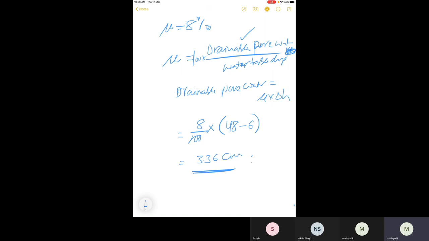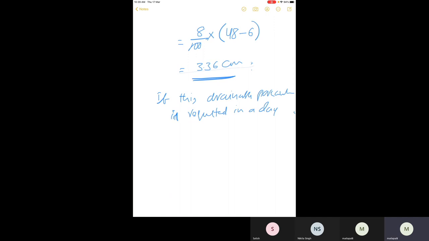But if you see, the time is not mentioned here. So how long did that take? If the time were given, we could also determine the drainage coefficient. Suppose this drainable pore water resulted in a day, like one day of operation. So in order to bring the water table from 6 centimeter to 48 centimeter, it took one day. In that case, the drainage coefficient will be 3.36 centimeter per day, or 33.6 mm per day.